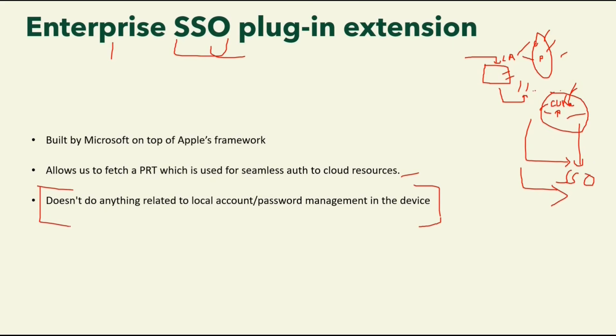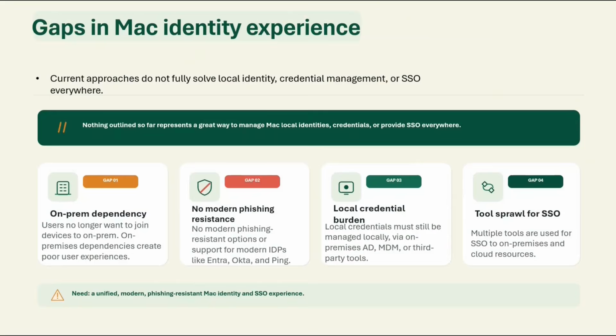Okay. So we have understood what Enterprise Single Sign-On did and what it did not do. Now, in this slide, we are again reiterating what the gaps were if you had a device which was on-premise domain joined, or in which you had LDAP, the Kerberos extension, and the Enterprise SSO extension also. Let us say that you had all those things flowing down to a device. Still, there were some gaps that needed to be addressed.